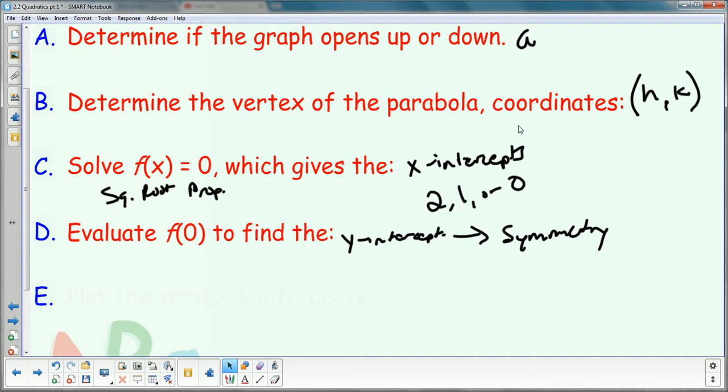Our parabola is always going to be the same on both sides of our axis of symmetry. So if we know our y-intercept, we can just go that many units on the other side of the axis of symmetry and give us a symmetrical point. Okay, so that'll give us 5 points. So we're going to plot our vertex, which will be 1 point. Our intercepts could be anywhere from 2 to 3, and then also our symmetrical point to the y-intercept will give us a 5th point.